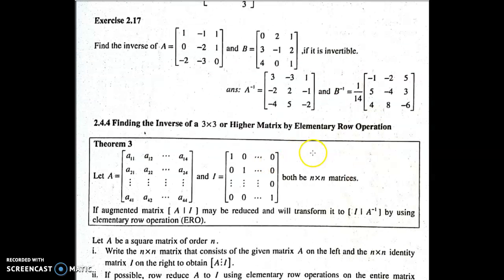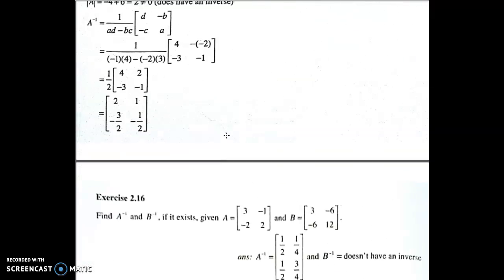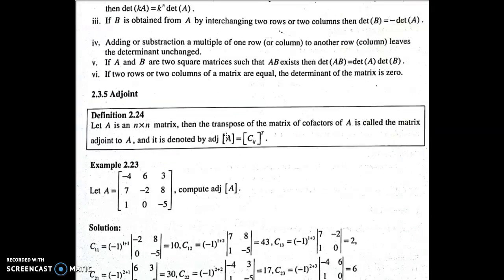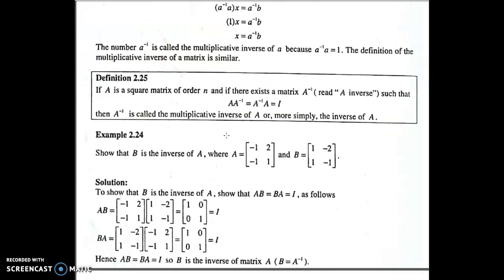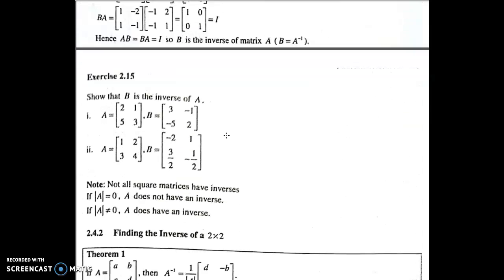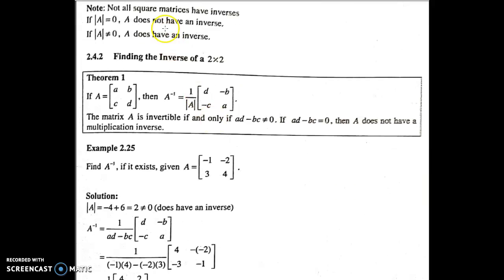Or we can also use the other one, which is called ERO, elementary row operation. This is actually new. We still haven't learned about it, so we are going to do it later. Even so, the determinant is actually being used here in the formula of 2 by 2, which is this. Look at the denominator here, you have the determinant.